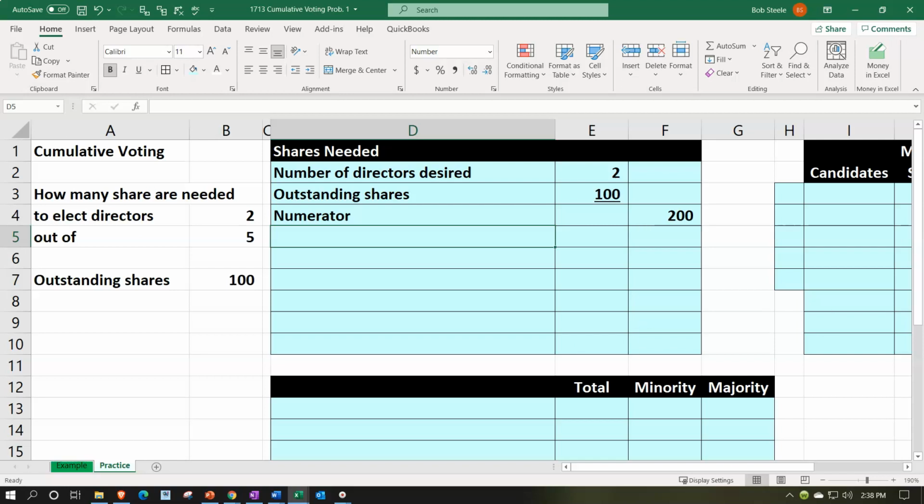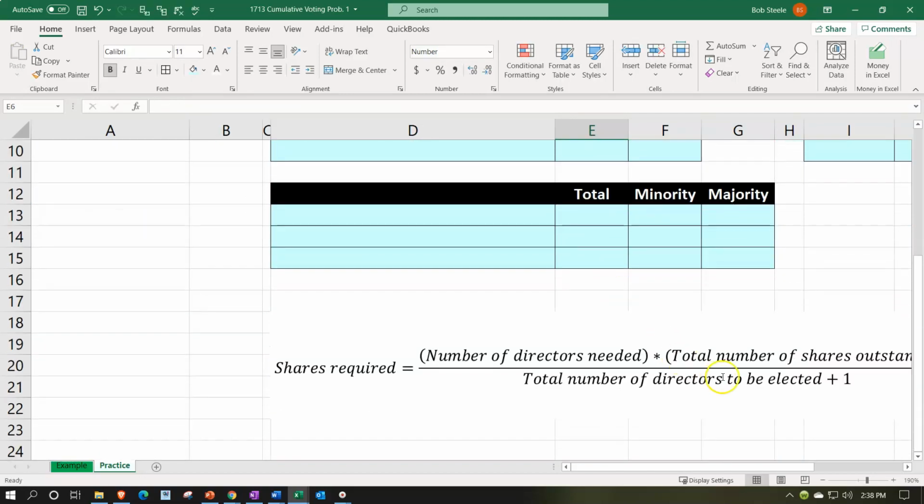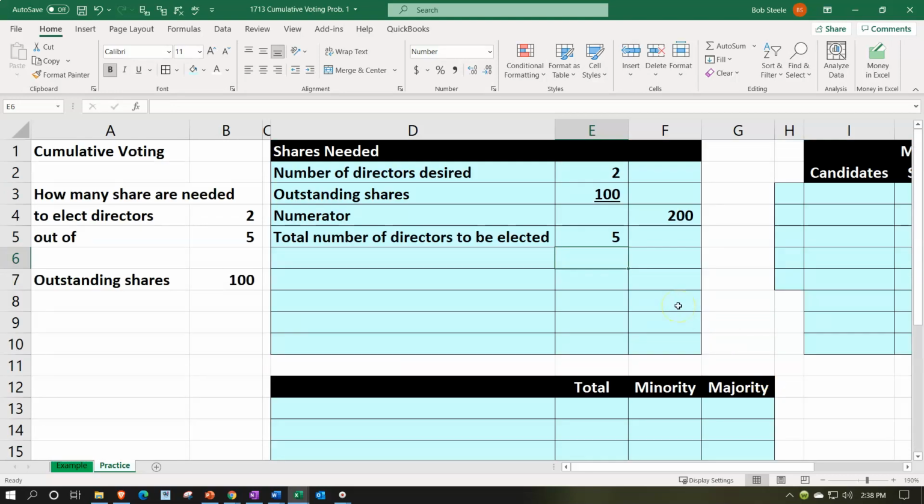So in any case, then we're going to take the total number of directors to be elected, and that's going to be the denominator, which is going to be 5. So we're going to say 5 people are up for the election, and then we're simply going to add 1 to that on the denominator. So I'll just say 1. And then I'm going to underline this, and that's going to be our denominator. Denominator is going to be then the 5 plus 1, or 6.